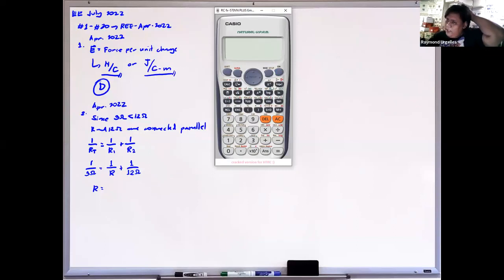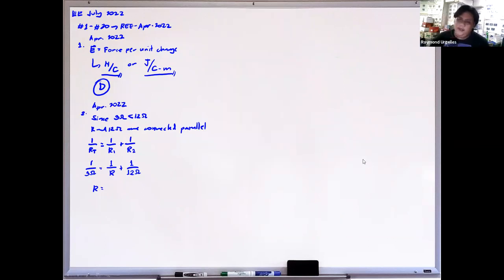So this is the reciprocal button that I'm talking about on the calculator, right? For example, we have 3 ohm, reciprocal, minus 12 ohm, reciprocal, so that equals reciprocal. That's why it's faster to solve on the calculator. Usually for parallel, that's what I use.